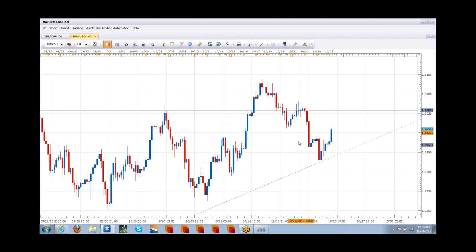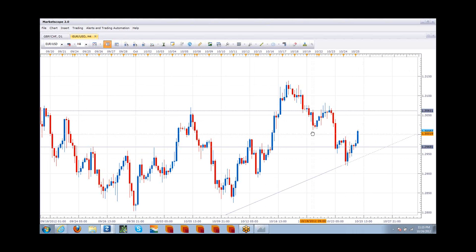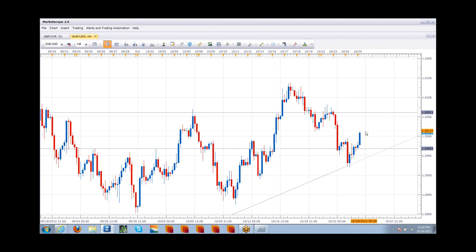On the 4 hour, much the same, overall trend is up, and here's our range right here. And bulls are currently in control. Pretty strong momentum to the upside as it makes its way up to the 3061 mark. And that's for the 4 hour.